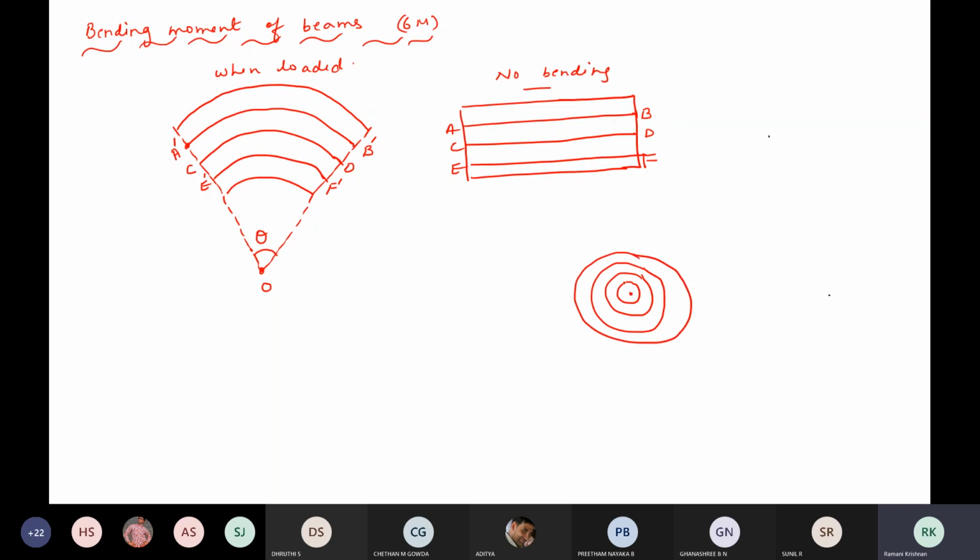Same here also. If I take this portion of the layer, this portion, this portion, and complete it, does it resemble the same thing? So these layers can be assumed to be part of a concentric circle, which all have a common center O, and they are making a common angle theta at the center of the circle. Right?